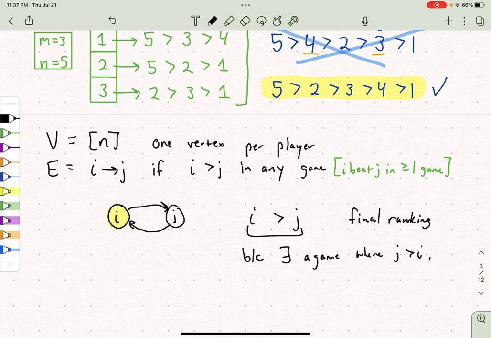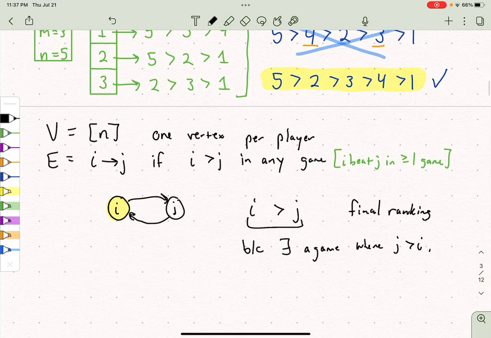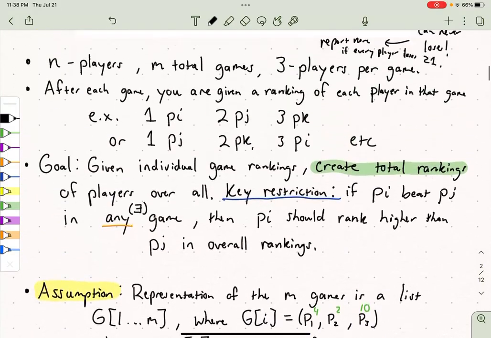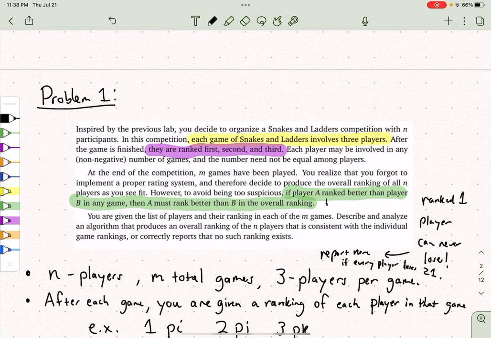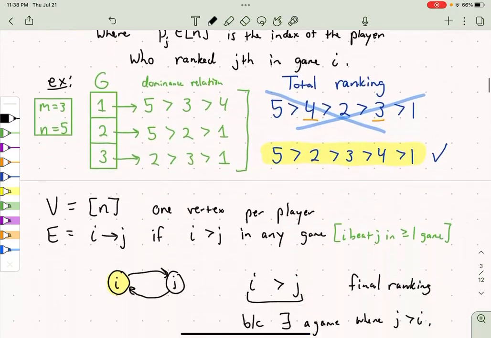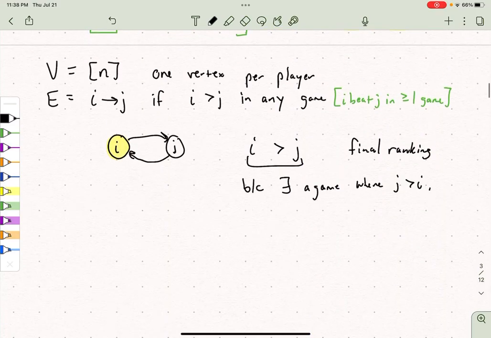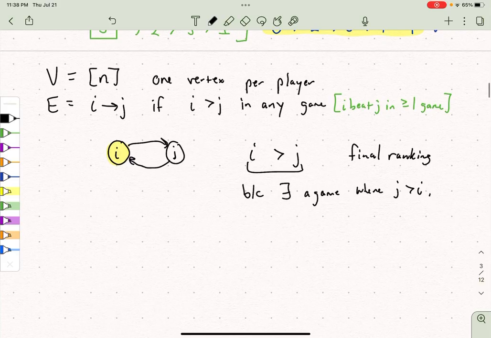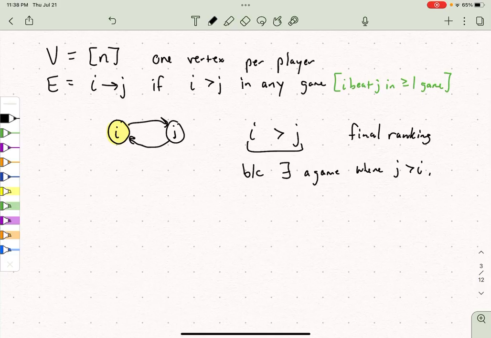And so if we ever have a cycle in this graph, we know for sure no ranking is possible. No ranking with this property at least, this key property. So again, it's a very strong condition. We need players to basically completely dominate their competition for this ranking to really exist. It's a very clear ranking. No one can argue with it.